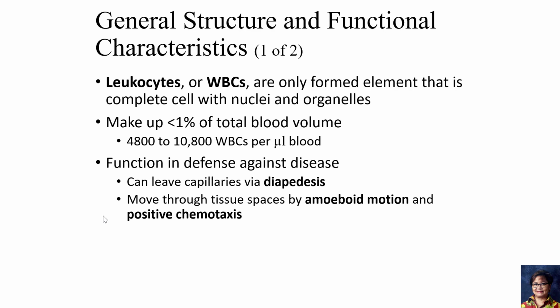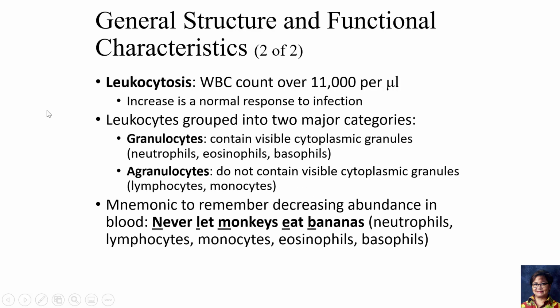The tissue cells that are in trouble are the ones that will be releasing the chemicals, and they are inviting the white blood cells to come to their rescue by secreting these chemicals, and the white blood cells walk towards them via amoeboid motion and a positive chemotaxis towards the chemicals that are produced. So when the white blood cell count turns out to be more than 11,000 per microliter, you call that situation leukocytosis, where there is an increase, and usually it is a normal response to infection itself.